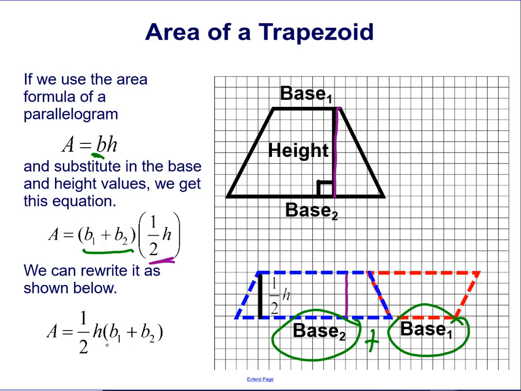So we can just rearrange our equation a little bit to make it easier to substitute in. So to find the area of any trapezoid, we take 1/2 times the height of the trapezoid. Then we take base 1 and base 2, add them together, and multiply by 1/2 of the height.